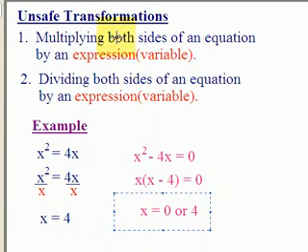So multiplying both sides by a variable or an expression could create solutions that don't exist, called extraneous. And dividing both sides by a variable could eliminate solutions. So be careful of these two situations. In the case of numbers, we're fine. But in the case of expressions, be very careful.